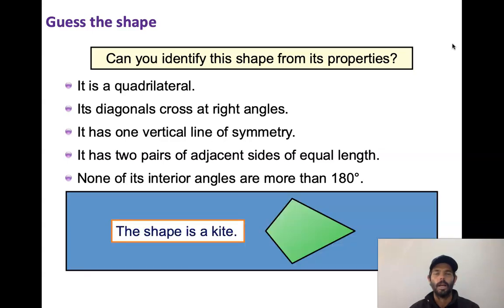Your shape is a kite. So first you can see it's a quadrilateral with four sides. The diagonals cross at right angles, as we mentioned earlier. There's one vertical line of symmetry.